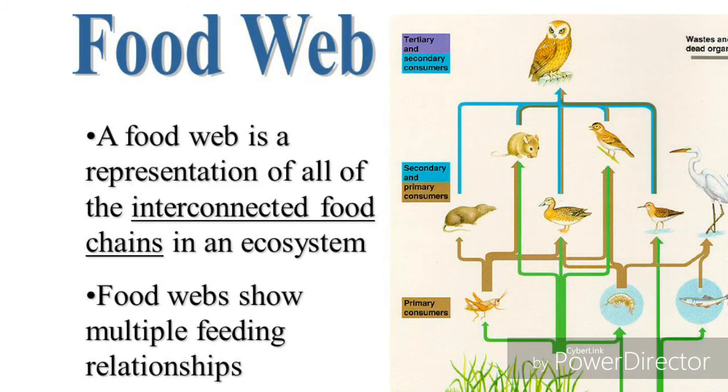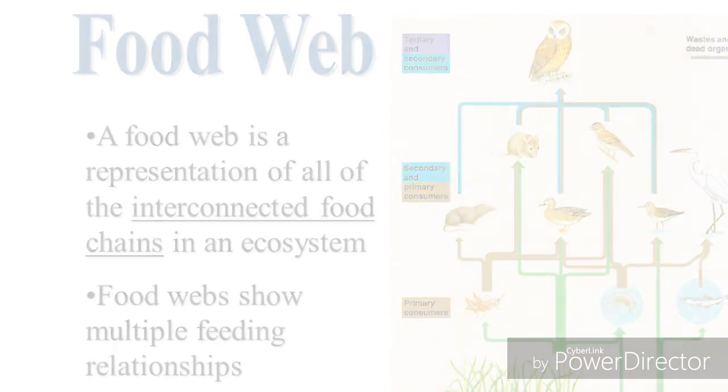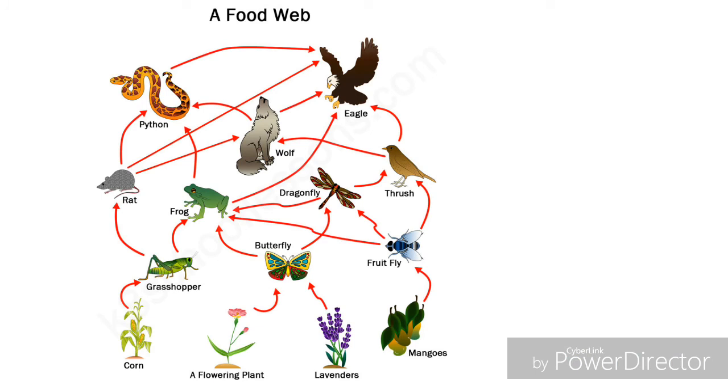A food web is a representation of all the interconnected food chains in an ecosystem. Food webs show multiple feeding relationships. This picture shows one food web. You can observe multiple feeding relationships within this food web.